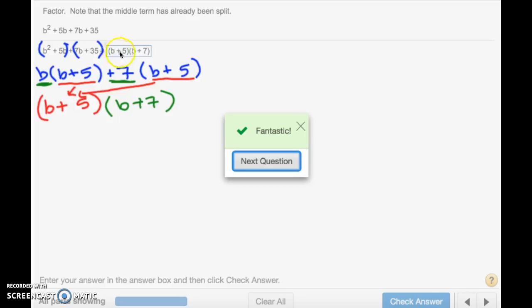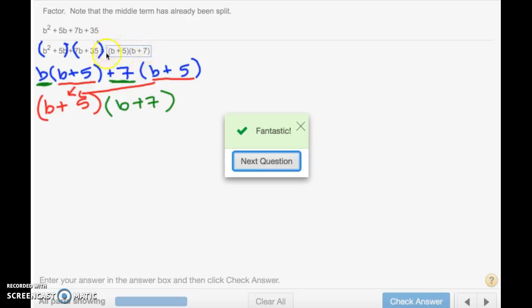it is correct. Now, the one nice thing about this is it does not matter which set of parentheses you put first. So this would have also been correct if I had written b plus 7 and then b plus 5. So the order that you write those parentheses in does not matter, but you do have to have them separated by parentheses, no sign in between because we are multiplying them, and you have to have b plus 5 in one of them and b plus 7 in the other.